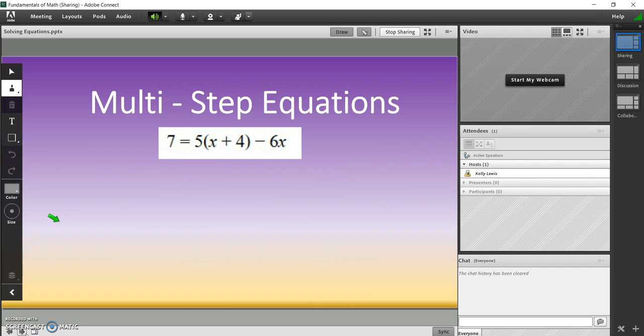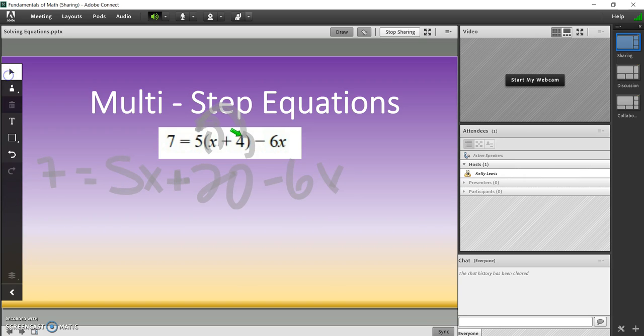All right, let's do this guy. So the first thing we need to do is get rid of this distribution. So we get 7 equals 5x plus 20 minus 6x. Okay, and don't forget, remember this means start your distribution and this means stop. So you got to go to the x and to the 4. Okay, and if it makes you feel better, we can rewrite it like that with 7 on the other side. Right. I just like having my letters on the left.